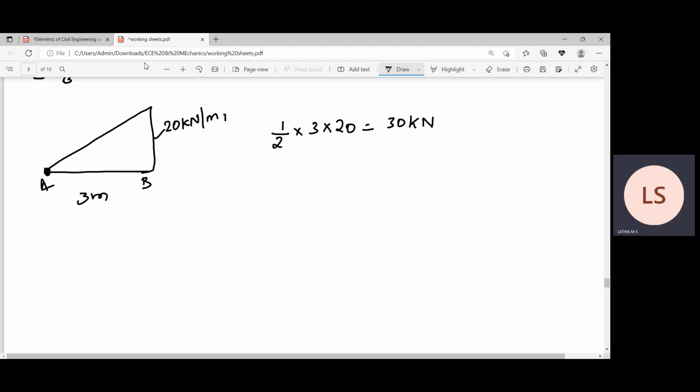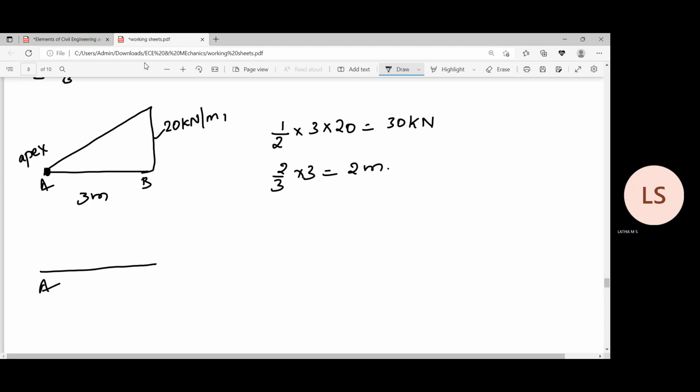You should identify the apex. From the apex, it is acting at 2/3 of the length, so 2/3 of 3, which is a distance of 2 meters. Instead of a triangular load, I'll represent AB with a point load of 30 kilonewton, which is 2 meters from the apex end and 1 meter from the other.